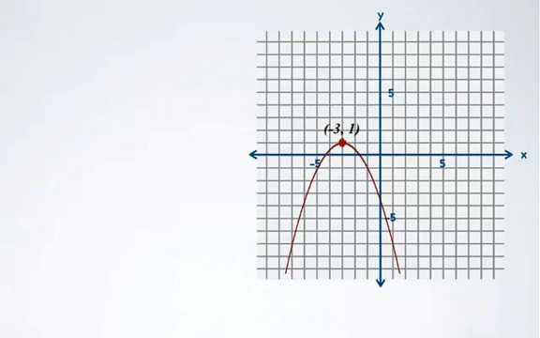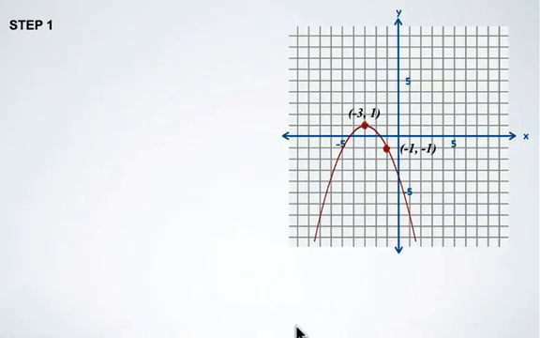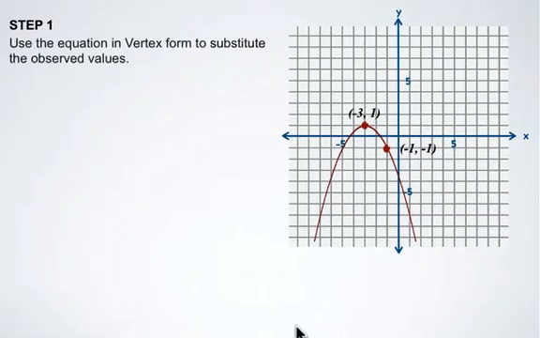It's located at negative 3, 1. Here's another point. Negative 1, negative 1. Now we're ready to start step 1. We're going to use the equation in vertex form to substitute the observed values.